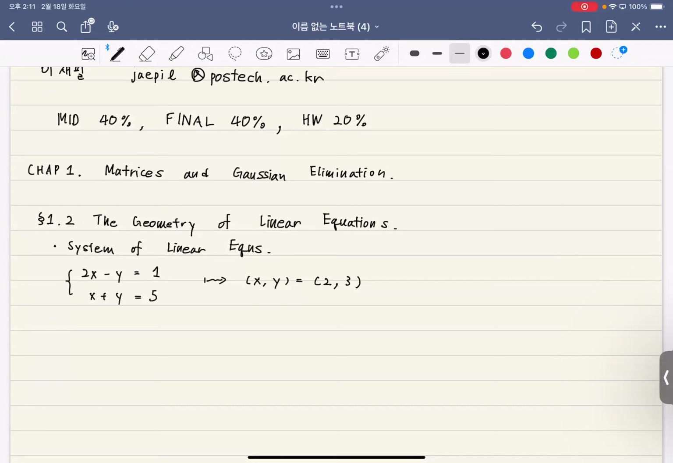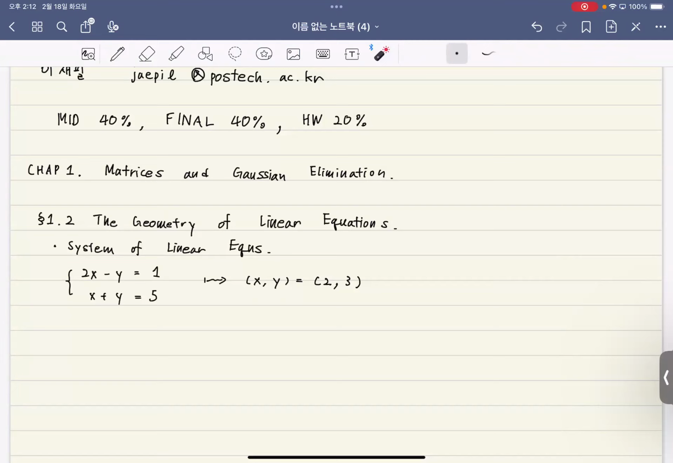So what you're supposed to do is, given any nonlinear system of equations, convert that nonlinear problem into a system of linear equations, and you solve it. So that means if you can solve linear equations, then you can solve almost all mathematical questions that you can encounter.